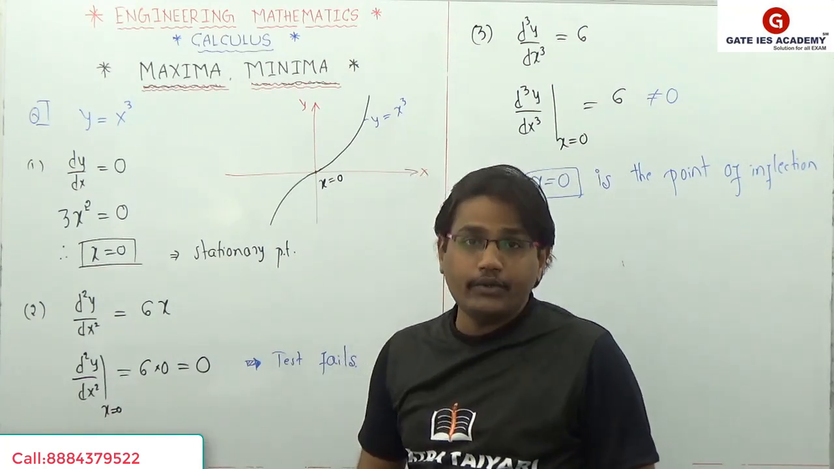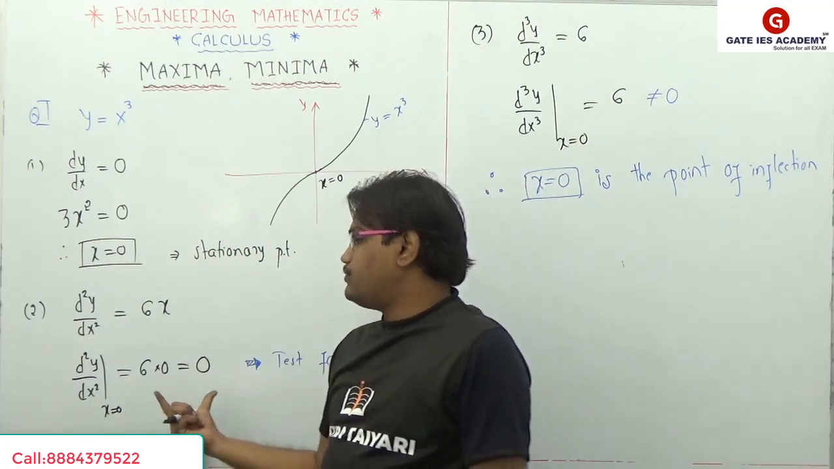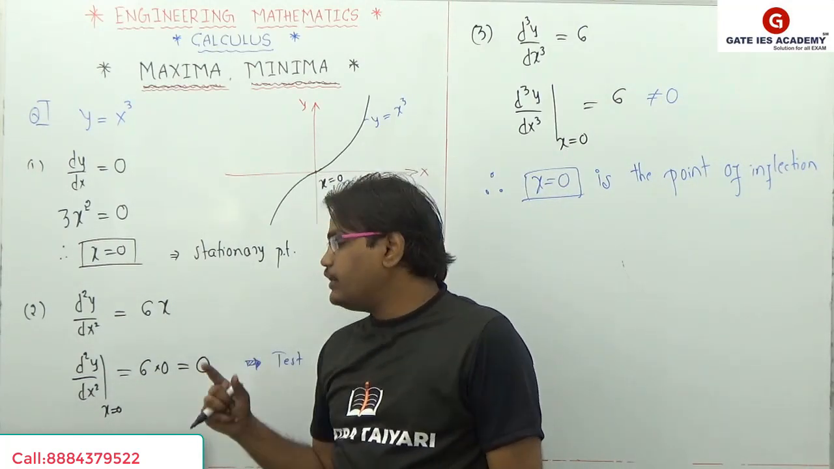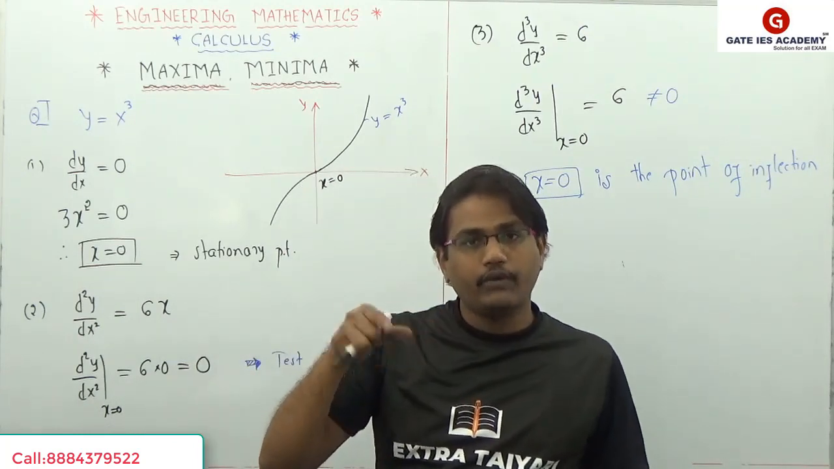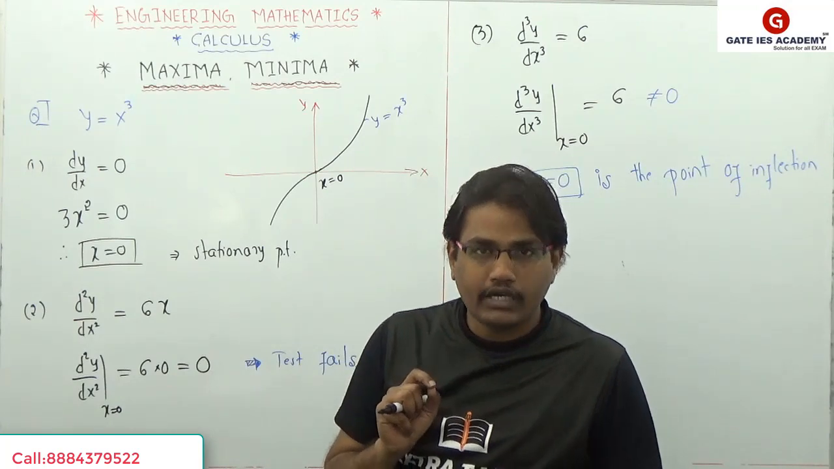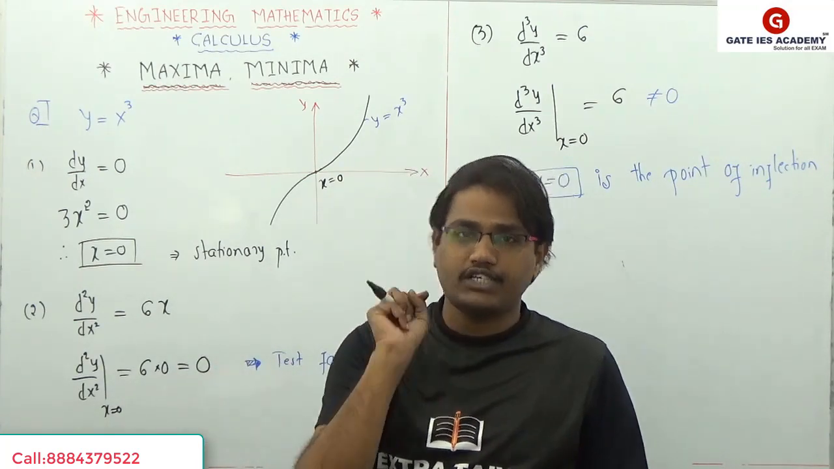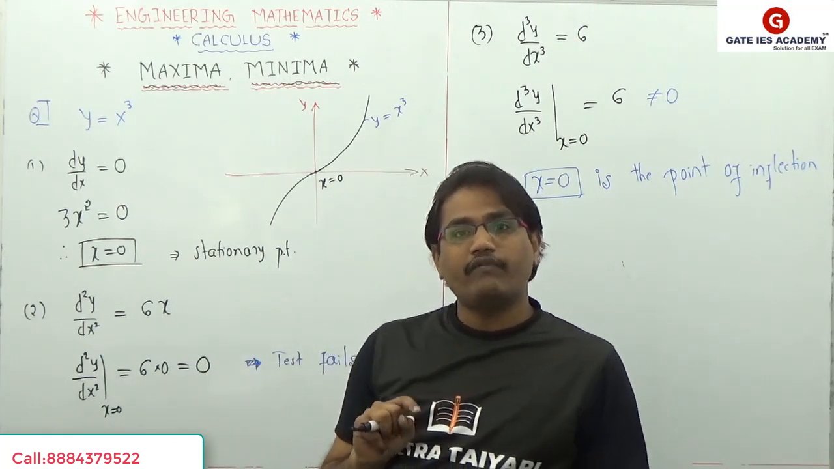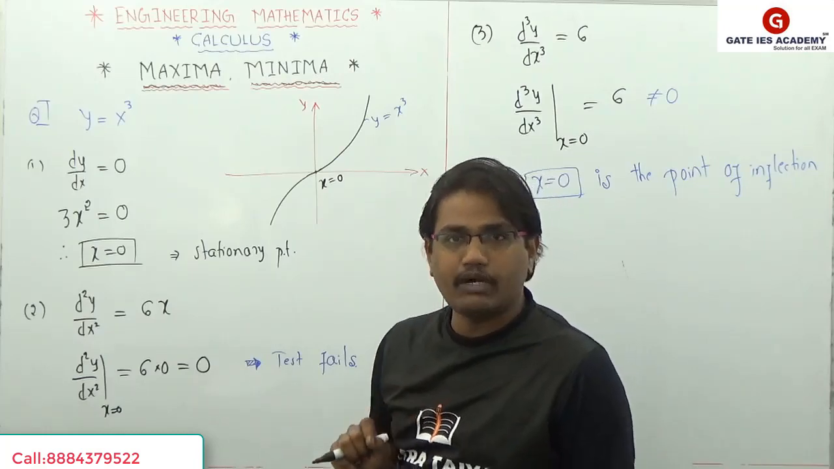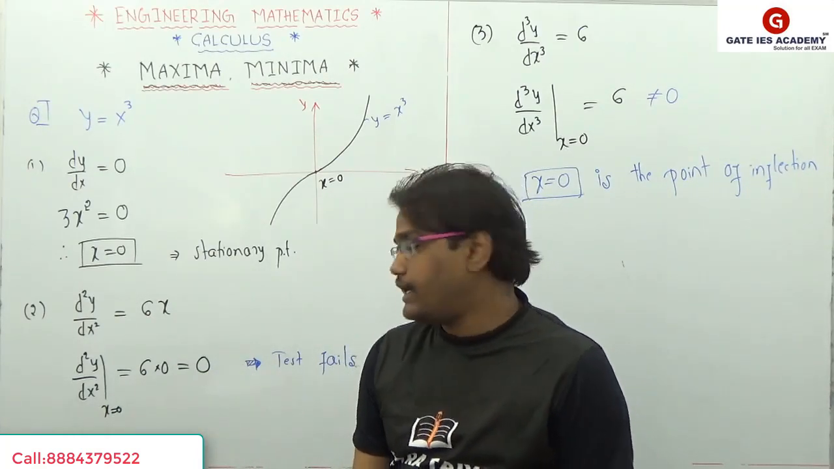Now, if the second derivative is 0, then the test fails. That we have already discussed. If the second derivative becomes positive, what will be the conclusion? Second derivative positive means concave curve. Concave shape means it is a local minima value, correct? Now if the second derivative becomes negative, it means convex curve. Negative means convex curve, and a convex curve indicates what? Local maxima value. But second derivative equal to 0, what does it imply?